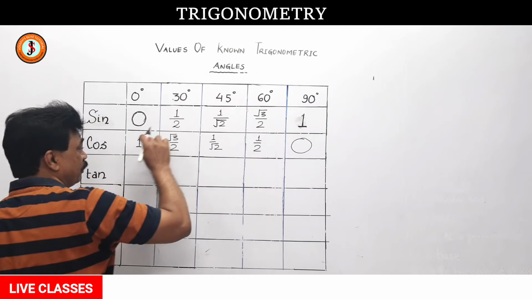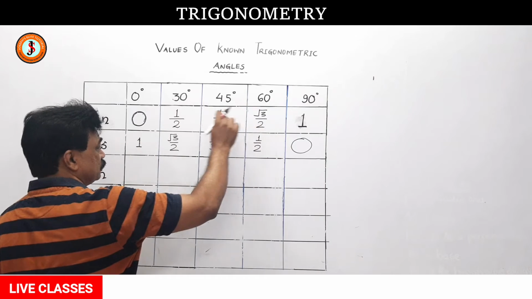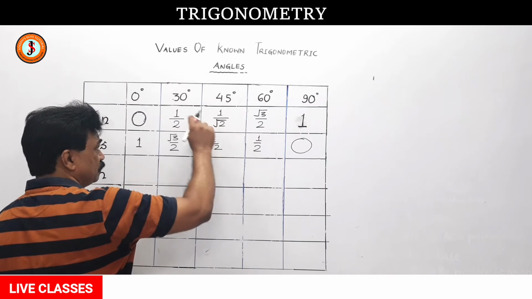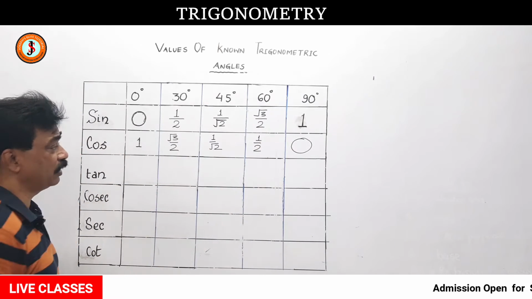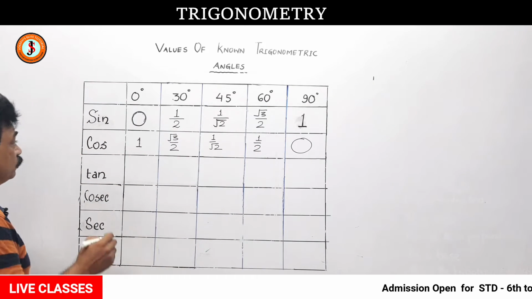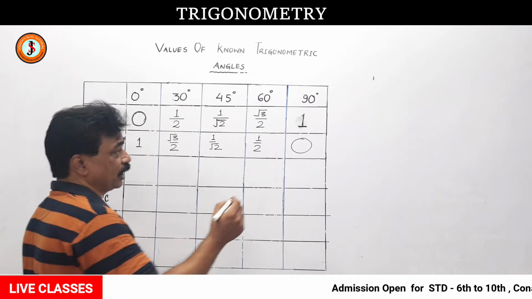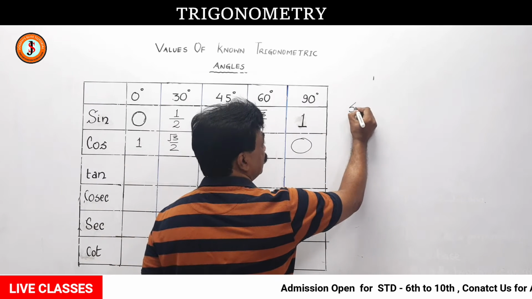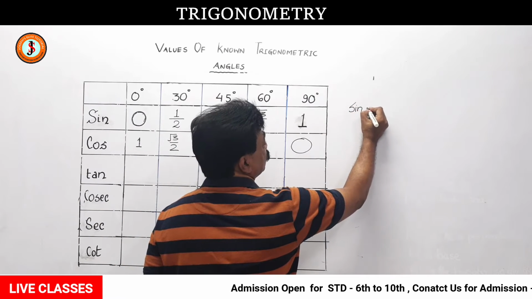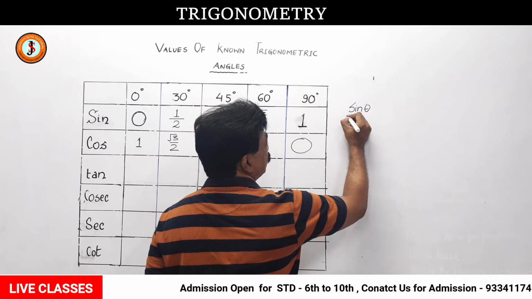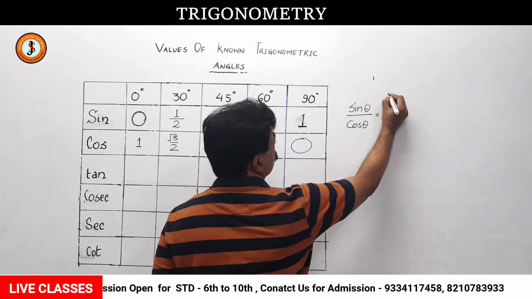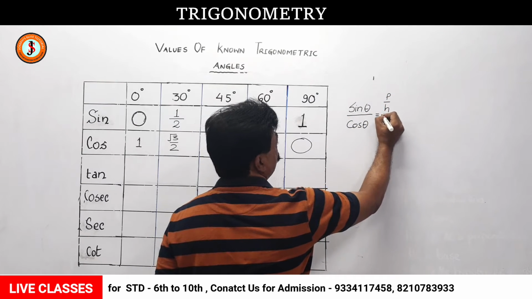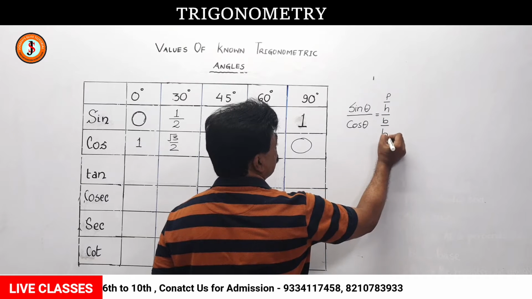That means sine 90 value comes here, sine 60 value comes here, sine 45 here, sine 30 here and sine 0 here. Now these are the values of cos. Now you know that sine by cos is tan, because sine theta if I say is p by h, and cos theta if I divide is b by h. So p by h divided by b by h, h cancelled.